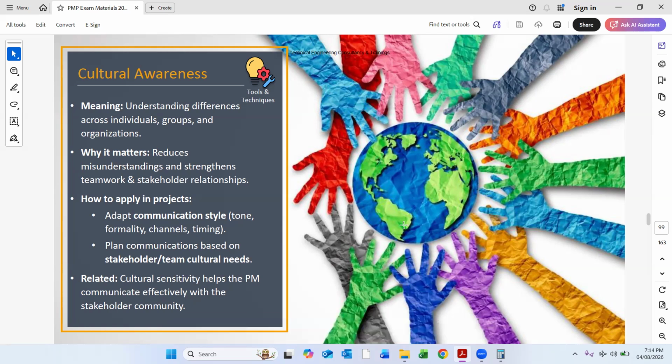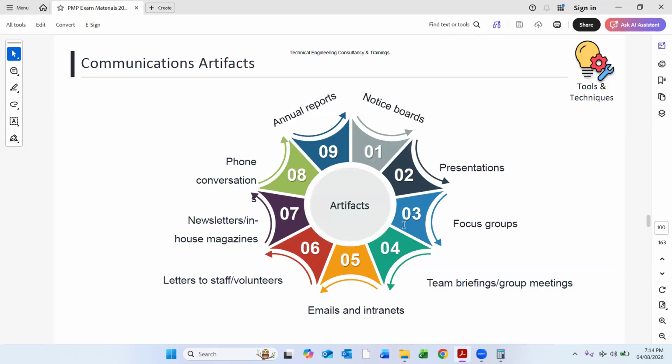This is right, because if we have proper cultural sensitivity, it will help the project manager to communicate. And if we have a proper project communication management plan, it will help us to communicate within the different cultures.